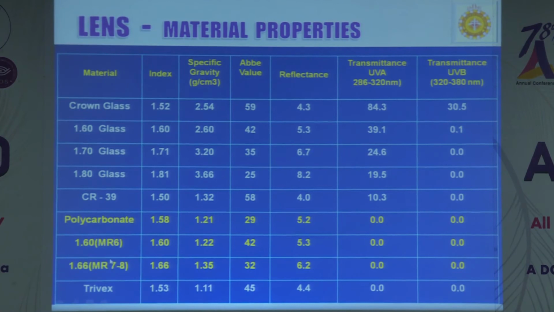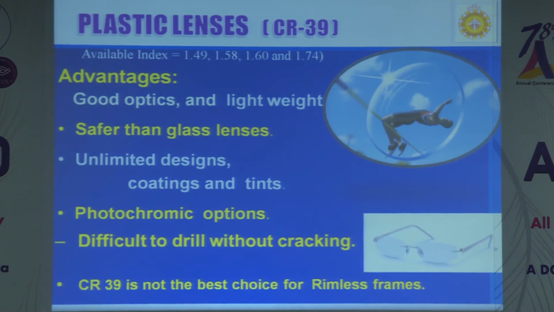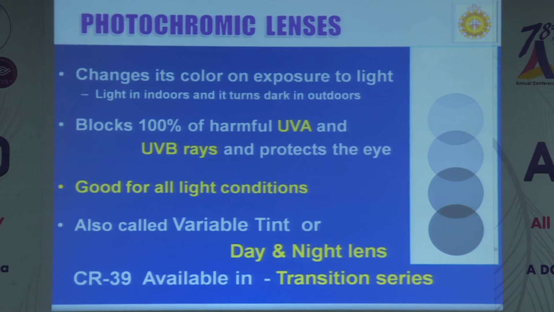So plastic lens is CR39, Columbia Resin 39. The advantage is good optics, and it is safer than glass, but it can break; I will show you later. Photochromic offset is available, but if you make a hole in the plastic lens, it can break, so it is not an ideal choice for a three-piece frame. If you want a three-piece frame, you should go for a polycarbonate lens. What is a photochromic lens? It can change color depending upon the sunlight, so it can give protection against UVA and UVB, and is good for all lighting conditions.